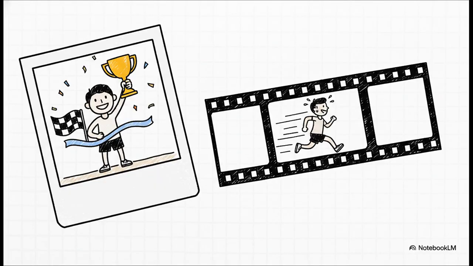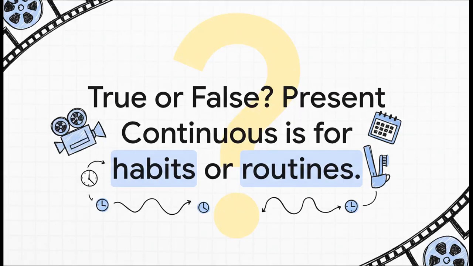So, when you say, "he runs a marathon," that's a fact about him. It's a snapshot of his ability. Or maybe it's a habit he has. But when you say, "he is running a marathon," you're putting us right there in the action with him, watching the video unfold. Okay, quick check-in time. Based on what we just went over, is this statement true or false? Think about that snapshot versus video idea.